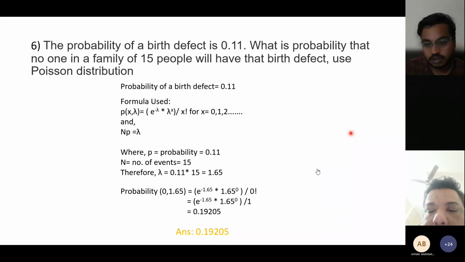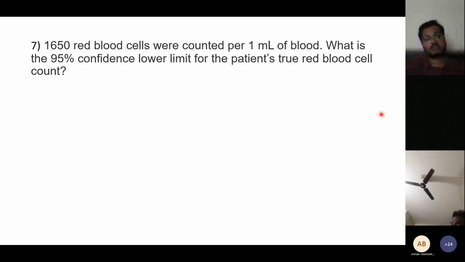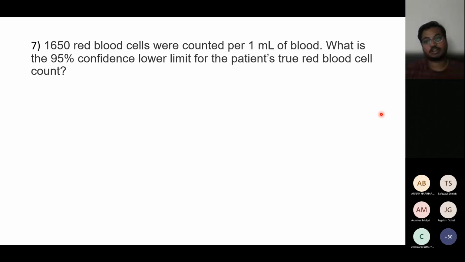Is that clear? Yes, sir. Okay. So we'll move on to the seventh question. 1650 red blood cells are counted per 1 ml of blood in a patient. What is the 95% confidence lower limit for the patient's true red blood cell count?